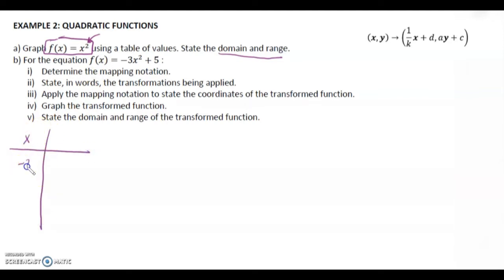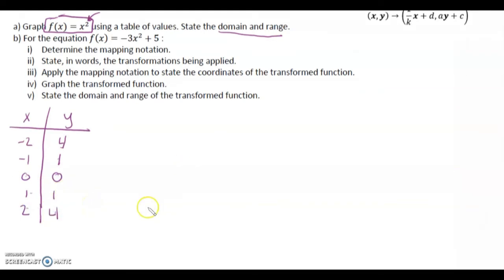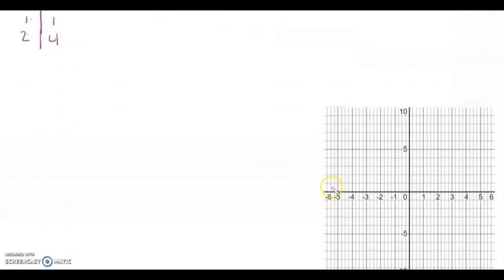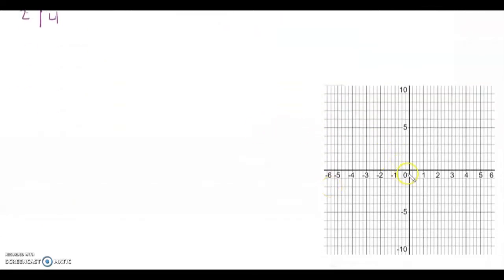So x squared. We're going to use the values -2, -1, 0, 1, 2. When we square -2, we get 4. When we square -1, we get 1, 0 gives 0, 1 gives 1, 2 gives 4. I'm actually going to graph this and then show you what the domain and range is as a review. So 0, 0, 1, 1, 2, 4, and then -3 would be 9.